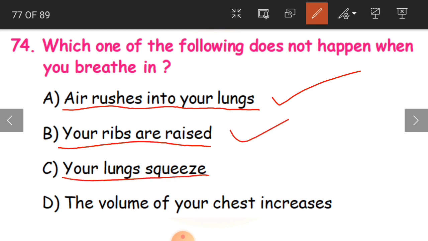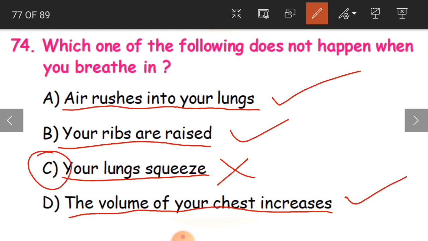Your lungs squeeze. No, this is not going to happen. And D is the volume of your chest increases. Do you feel that? Yes, we feel that our ribs are raised and our chest size is increased. Because our ribs are rising, the chest is going to increase. So what is the answer? C, which does not happen when we breathe in.